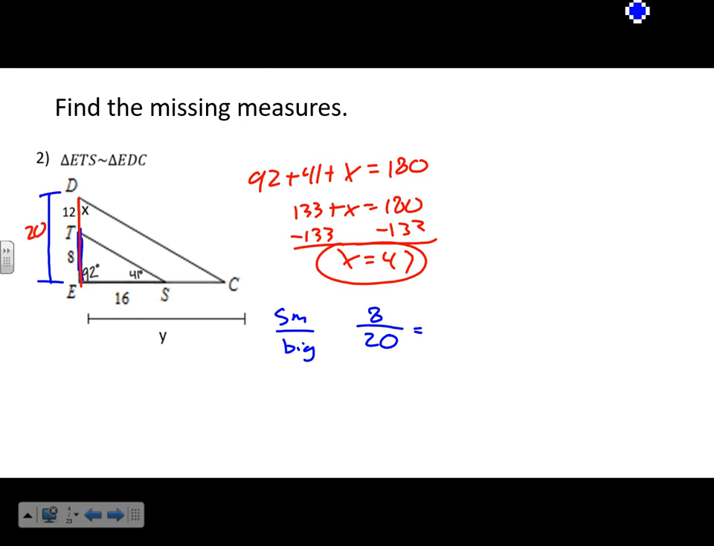Then the other side, the small one is 16 over y. And again, that y, we don't have to do anything because they're labeling the whole thing as y, not just this little part. Just should make sure that doesn't confuse anyone. So cross multiply, 20 times 16 is equal to 8 times y. 20 times 16 is 320, equal to 8 times y. Divide both sides by 8. You end up getting y is equal to 40.